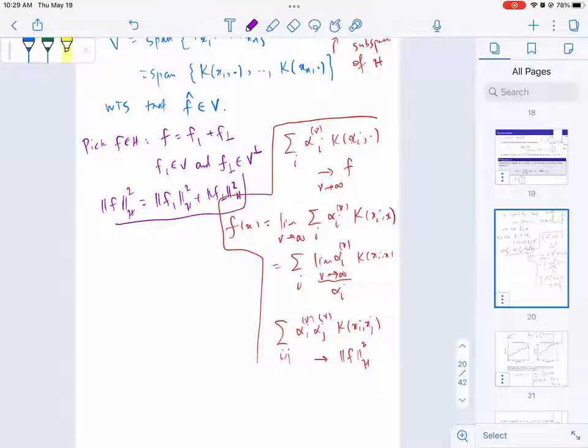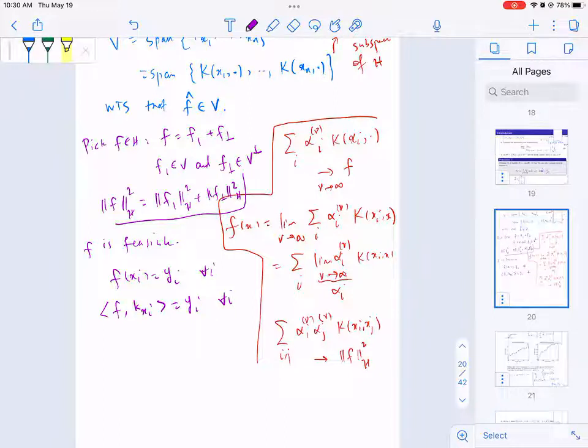So what we are doing now is minimizing this norm. We have two components, so let's see what happens. Assume that f is feasible for the problem. It means that f(x_i) is equal to y_i for all i. I can write this as the inner product of f with k(x_i) equal to y_i. That's the reproducing property, right? And this is equivalent to (f1 plus f perp) inner product k(x_i) equal to y_i for all i. So this is the assumption. What can I do now?